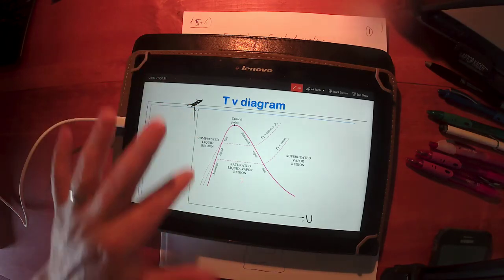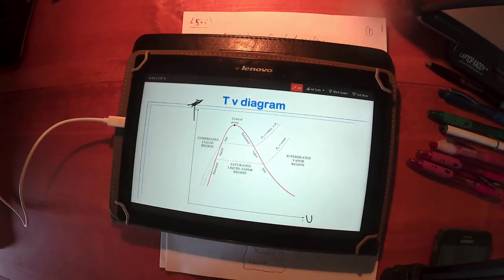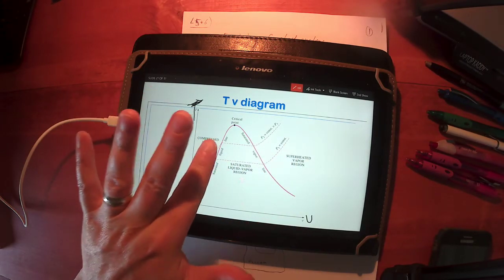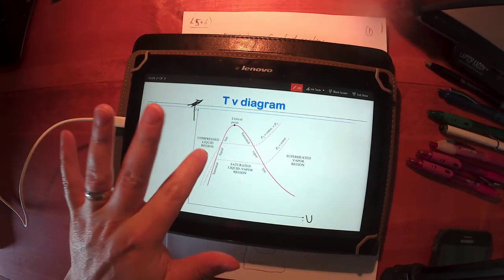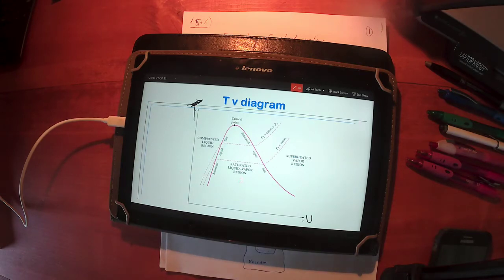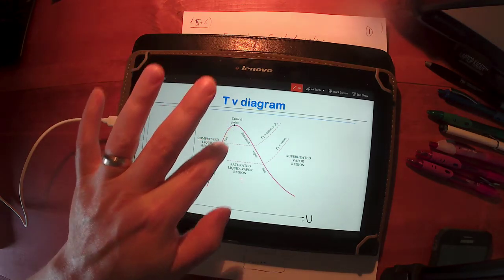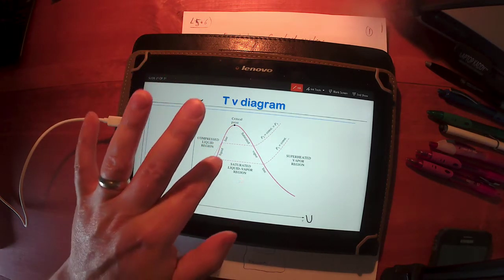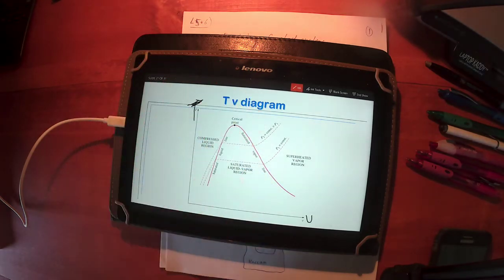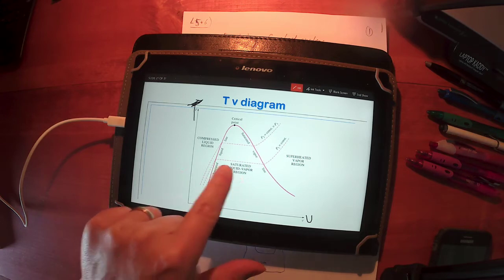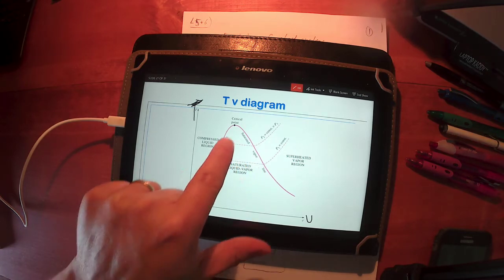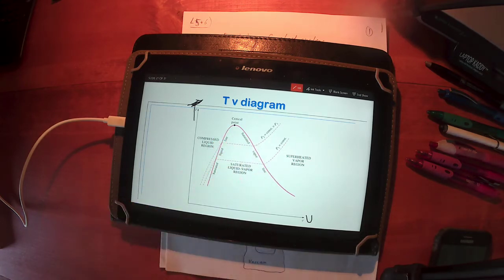If I've got T on the y-axis, specific volume on the x-axis, everything to the left of this dome region is going to be compressed liquid. Everything to the right of this dome region is going to be superheated vapor. The left-hand line is going to be the saturated liquid line. The right-hand line is the saturated vapor line. And then anything in between those two curves, within the dome region, is going to be a saturated mixture.